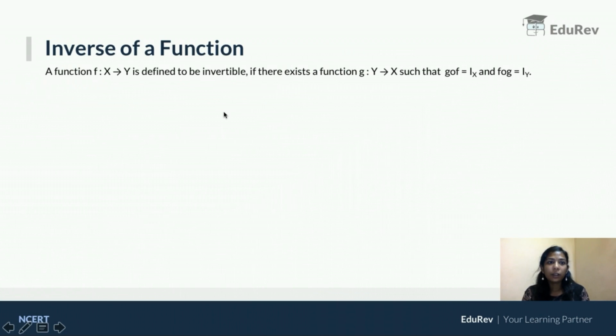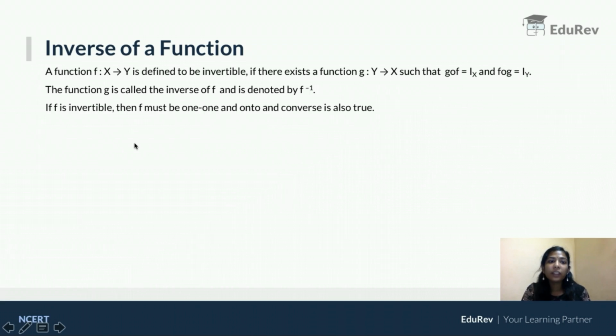Inverse of a function. A function f from x to y is defined to be invertible if there exists a function g from y to x such that g of f is equal to ix and f of g is equal to iy. So when they say a function is invertible, if f is from x to y, there should be a function from the reverse of it, that is, from y to x, and it should satisfy the condition g circle f should be equal to ix and f circle g should be equal to iy. And g is called the inverse of f and it is denoted by f inverse.